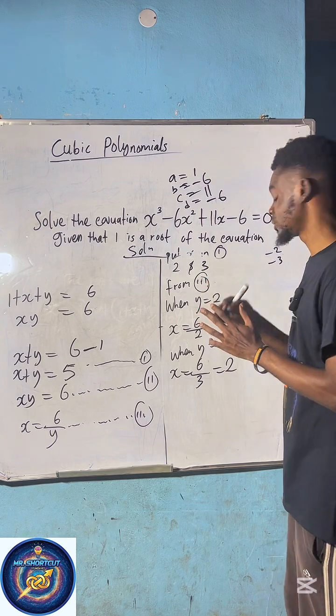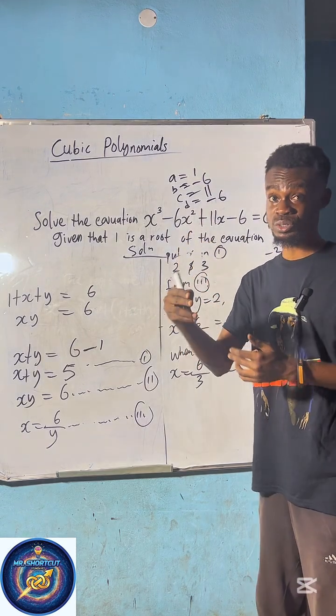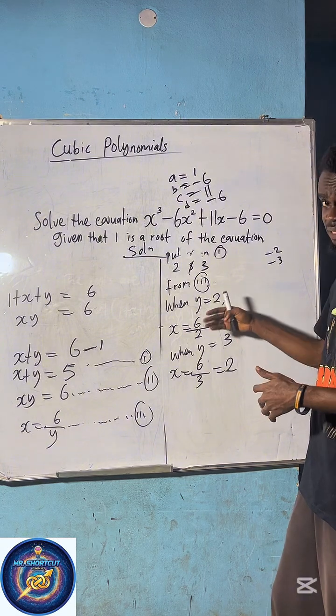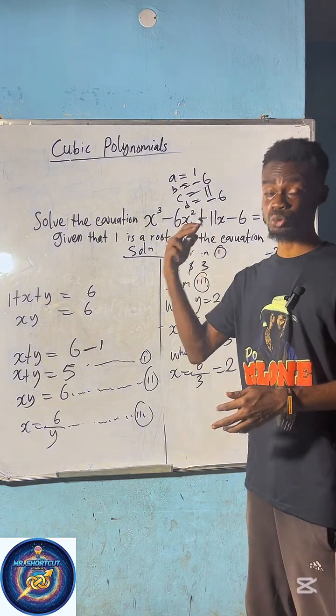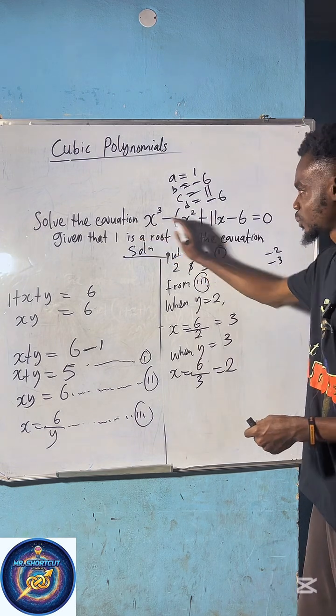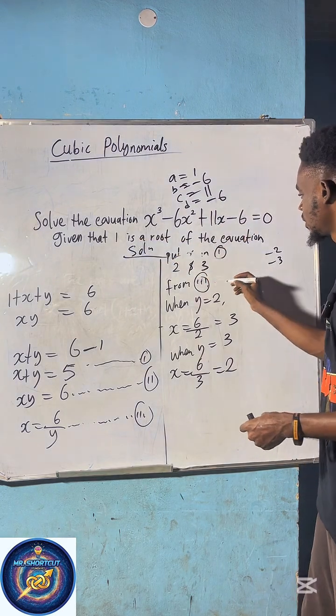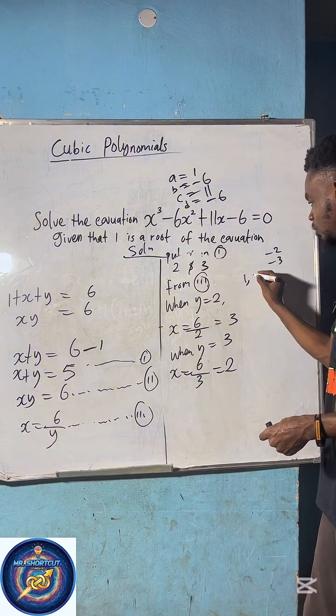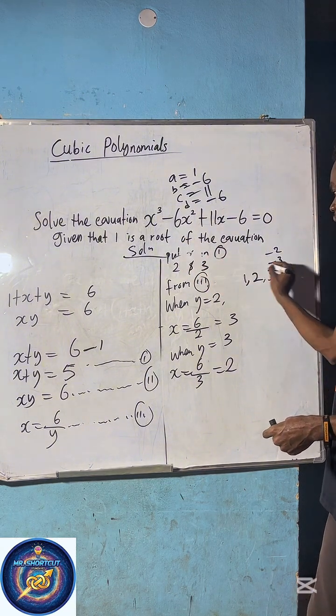This means that the two values are just 2 and 3. Since we are just getting 2 and 3 from x and y, the two other solutions are 2 and 3. Therefore, the solutions to this expression are that the first root is 1, which we are given, the second root is 2, and the third root is 3. That is the solution.